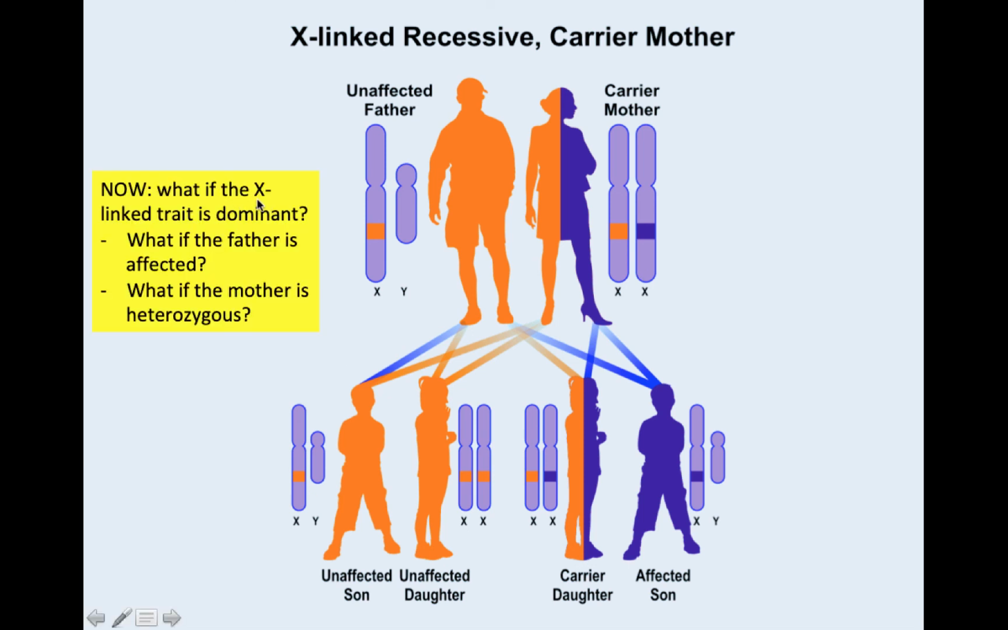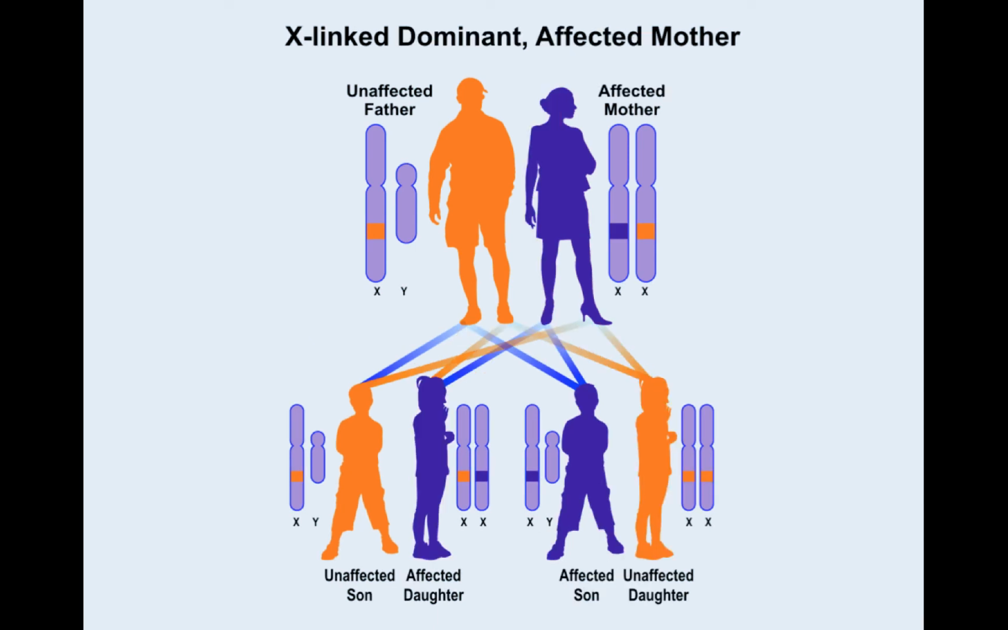Right, now if the trait is dominant, if the father is affected or if the mother is affected, again, you could do these Punnett squares, make sure you write it right. The X is going to have a superscript, capital A or lowercase a, depending on whether the trait is dominant or recessive, and what the genotype of the parents is. Okay, so that's what it's going to look like. X-linked dominant with affected mother.